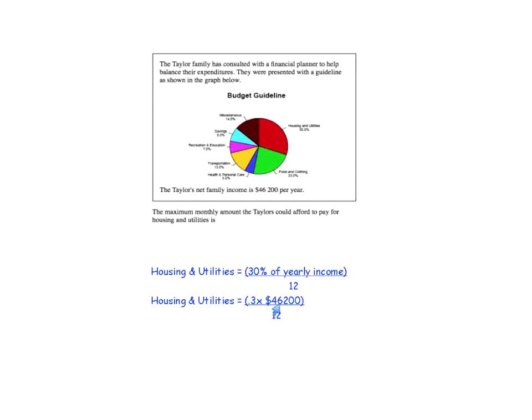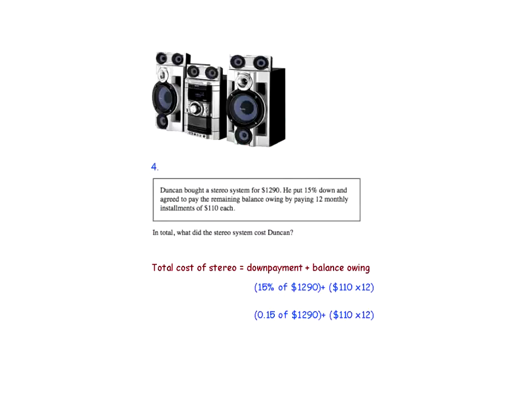Now we can't multiply 30% times that number. We need to change it into a decimal. We do that because 30 divided by 100 gives us 0.3. So 0.3 times 46,200. That's going to be the amount that they can spend on housing and utilities. So we would calculate and find out what this amount is. Once we do, we divide by 12 because the question is talking about the maximum monthly amount the Taylors could afford. Okay, so that's all there is to that question.